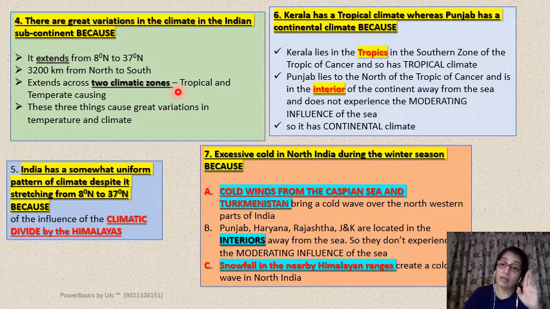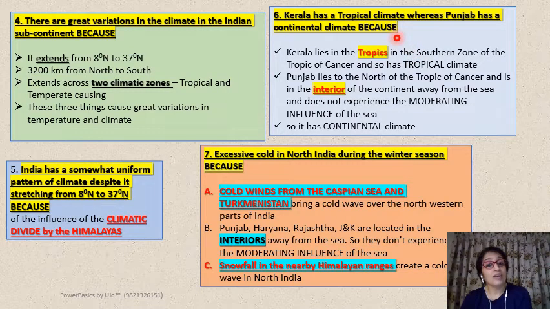It has a barrier of the Himalayas. It is surrounded by the oceans. It lies in the tropics, so there are monsoon winds. Any of the reasons are going to be good enough for this. Kerala has a tropical climate, whereas Punjab has a continental climate.